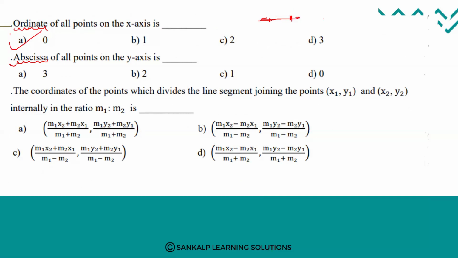So abscissa means x-axis. So x-axis we call it as abscissa. In y-axis, x value is 0. That means abscissa of all points on the x-axis is 0.